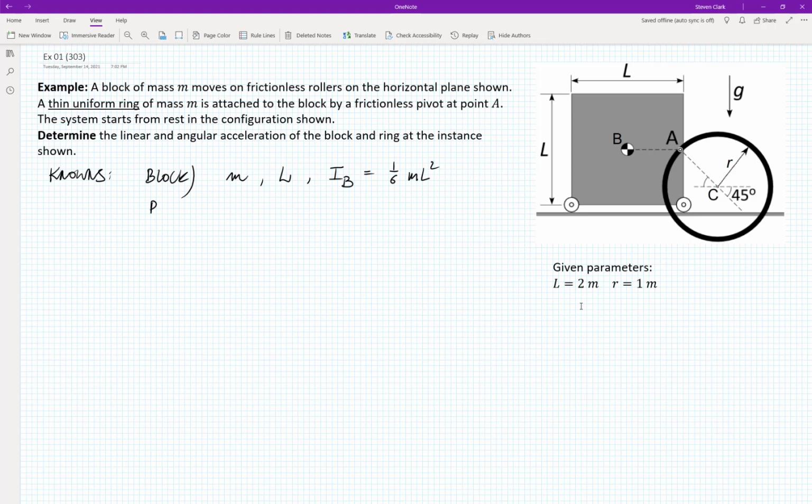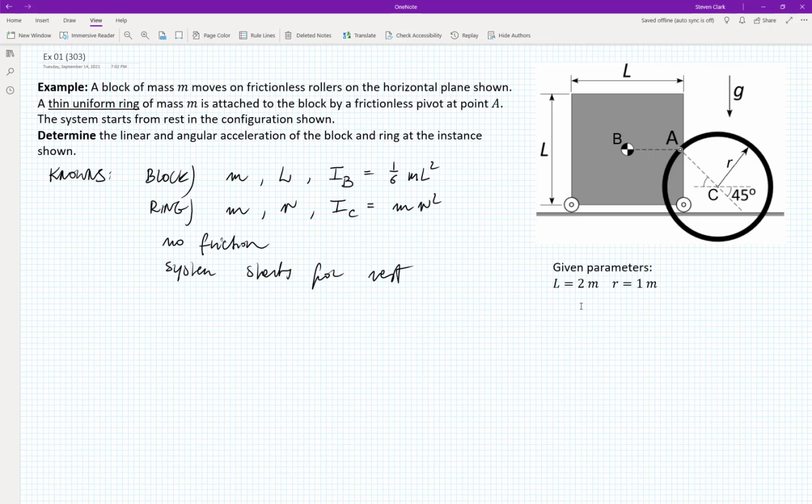Okay, what do we know about the ring? We know that its mass is m as well. We know the radius, and the moment of inertia of the ring is, I think, what we proved in the last discussion, right? So this will be mr squared. Okay, what else do we know? There is no friction in the system. No friction. And also we know that our system starts from rest. Okay, guys, that's it. I think that the problem statement is pretty straightforward.